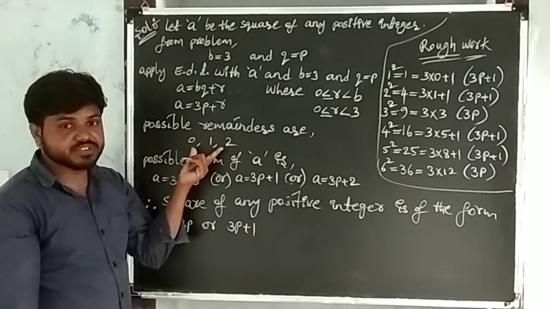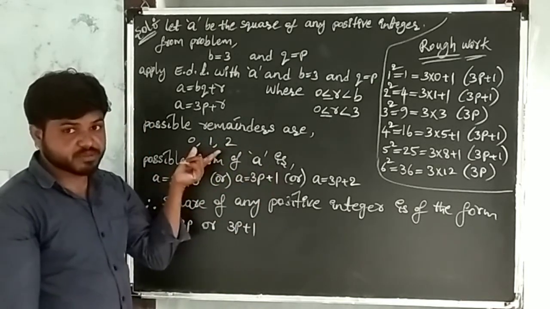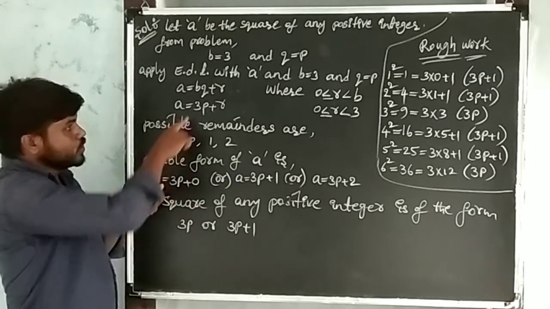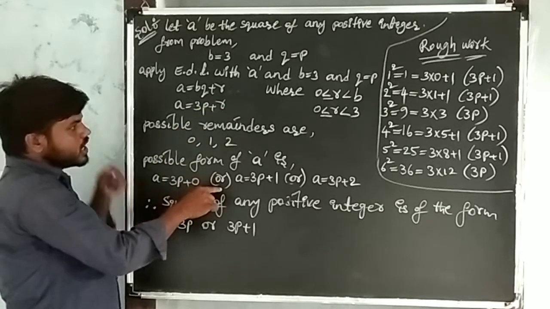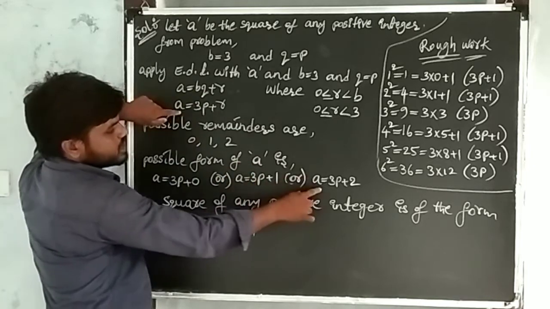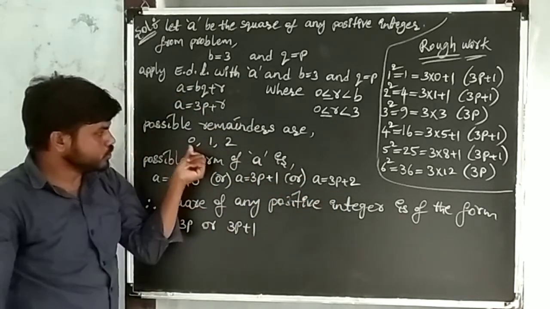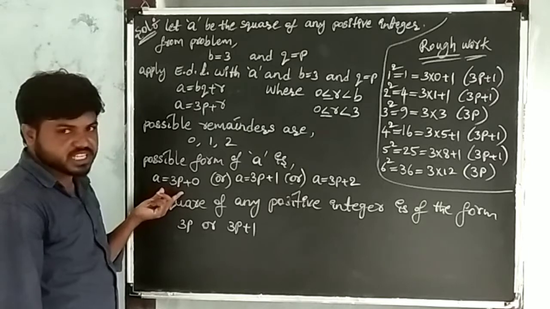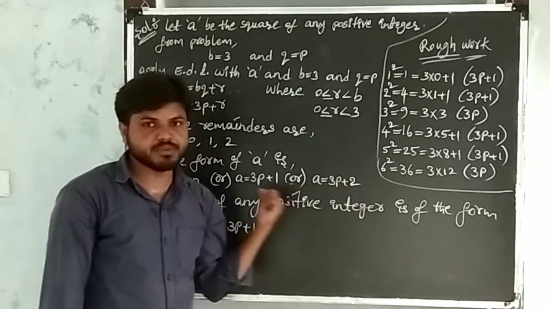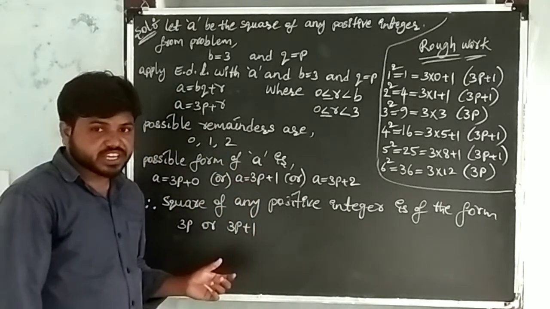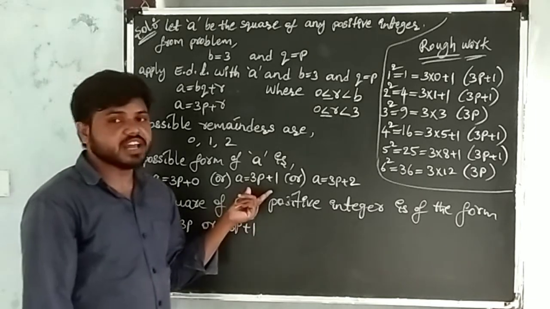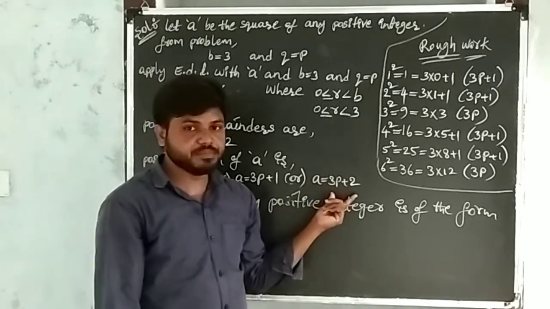From these possible remainders, we get the possible forms of a: a equals 3p plus remainder 0, or a equals 3p plus 1, or a equals 3p plus 2. I am checking whether the square of any positive integer is of the form 3p, or 3p plus 1, or 3p plus 2.